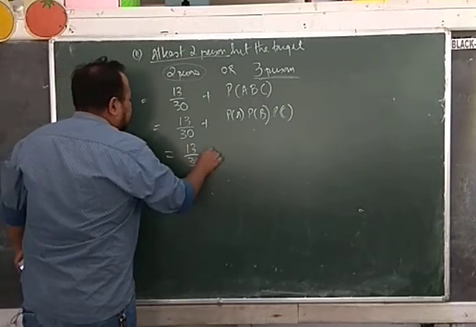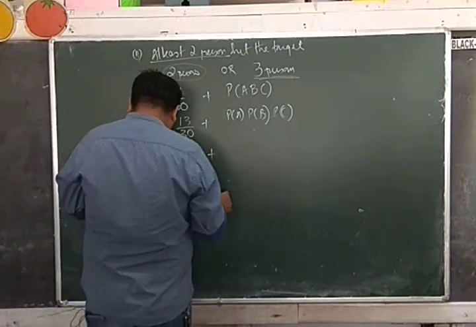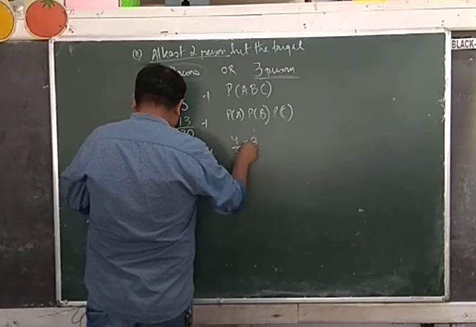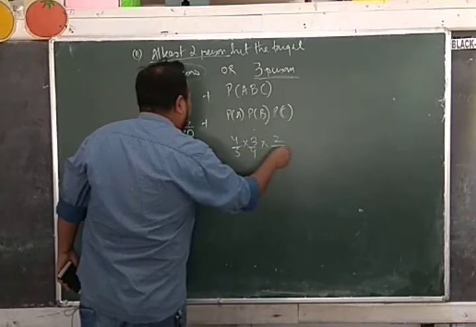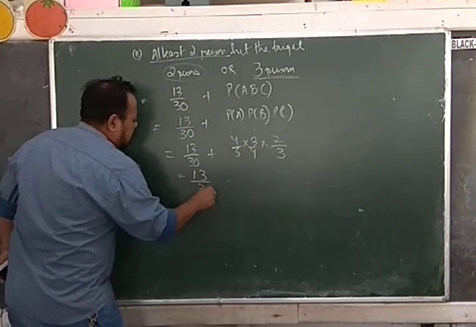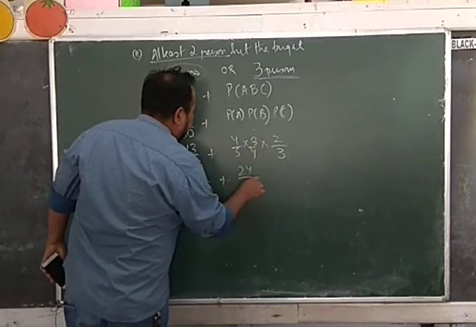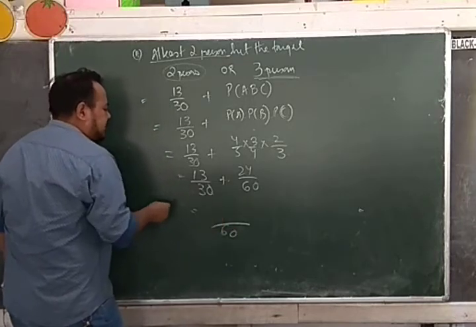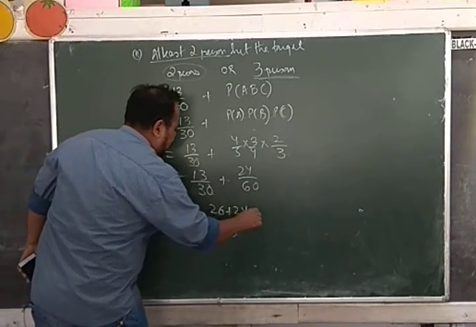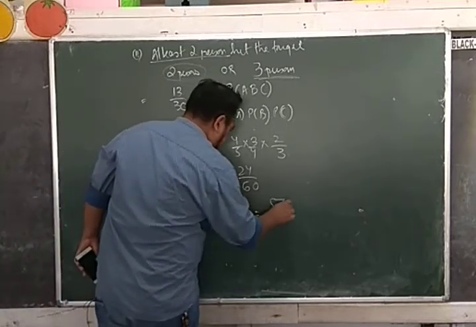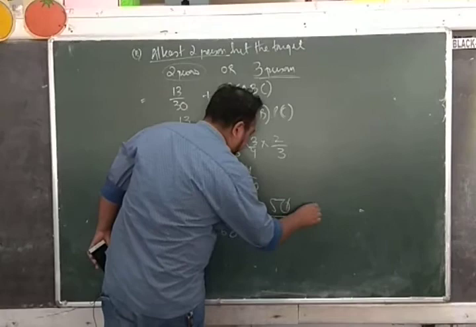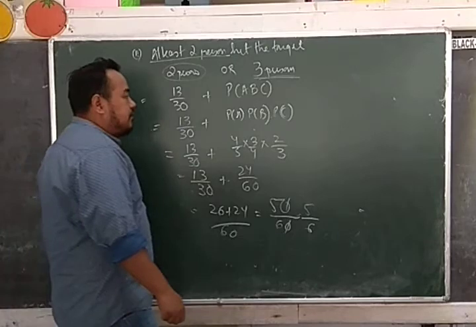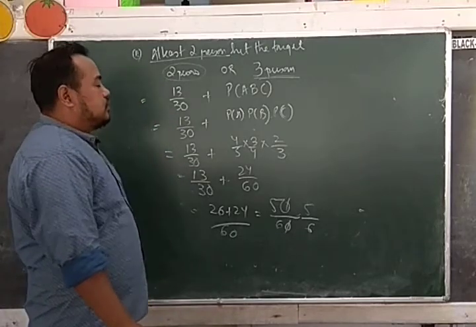So 13 by 30 plus, what is probability of A? It's 4 by 5, into probability of B, 3 by 4, into 2 by 3. So what do you get? 13 by 30 plus 4 threes are 12, 24 by 60. So LCM is 60. So this becomes 30 into 2 is 60. So it's 26 plus 24. How much is that? 50 by 60. So 5 by 6. So this is the required probability. So out of 6 chances, there are 5 chances that at least 2 persons will hit the target.